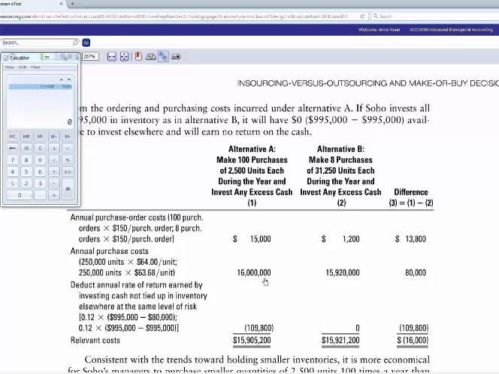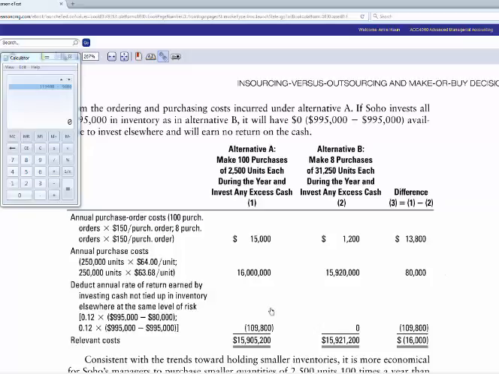If, however, we do it in 8 batches over the year, we will get a discount. $63.68 versus $64 is what we're going to pay. $63.68 times 250,000 units means we're going to invest $15,920,000 in inventory. So we're going to save $80,000 by doing it Plan B instead of Plan A. These are positive numbers. To do Plan B, we could increase operating income by these amounts, right?